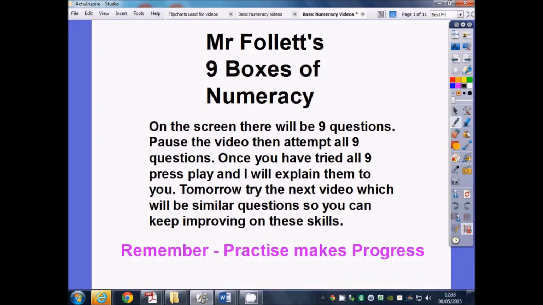Now you need to remember practice makes progress. We don't expect you to be brilliant at this overnight. However, over time and the more you do it, you should get more confident, you should start to get more correct, and then you'll gradually start to get much quicker at it as well.